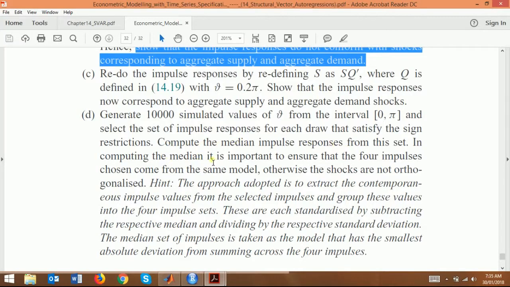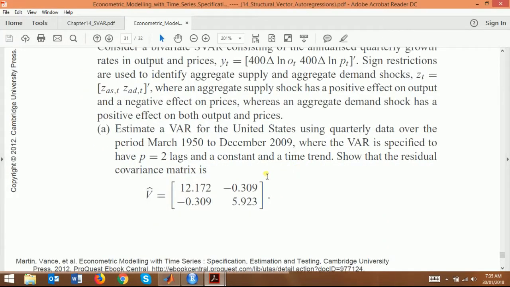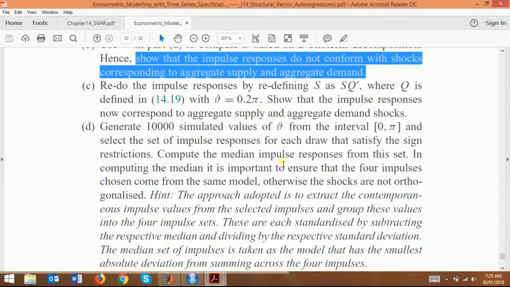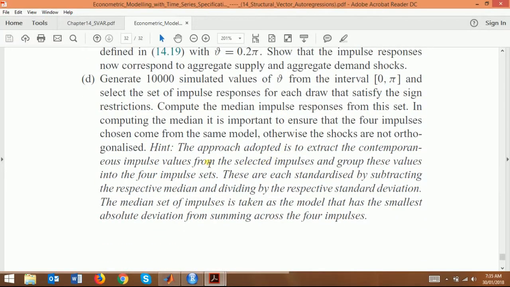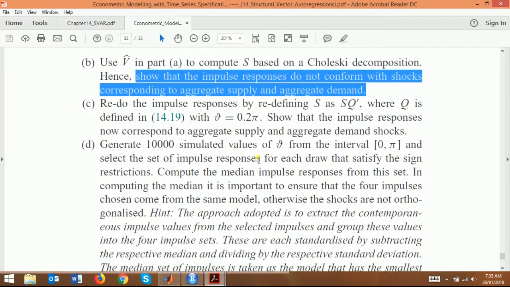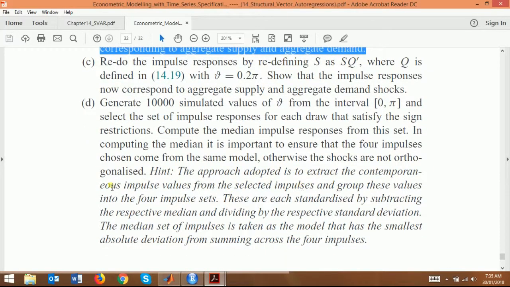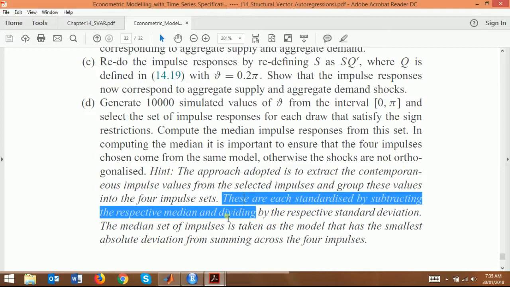Compute the median impulse response from the set. In computing the median, it is important to ensure that the 4 impulses chosen come from the same model. Otherwise, the shocks are not orthogonalized. The approach adopted is to extract the contemporaneous impulse value from the selected impulses and group these values into 4 impulse sets. These are each standardized by subtracting the respective median and dividing by the respective standard deviation.